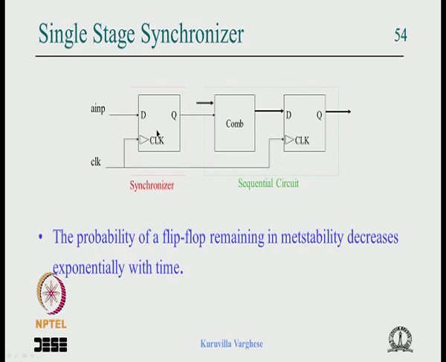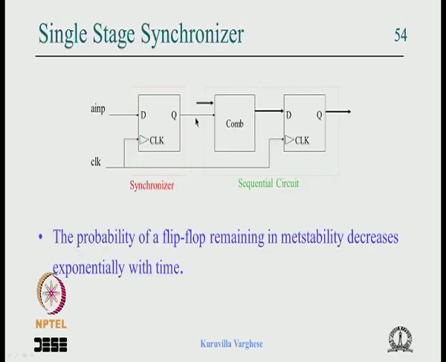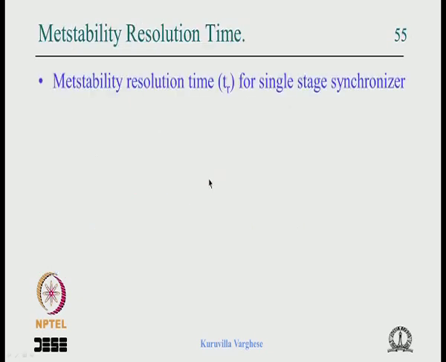So for a single stage synchronizer, the metastability resolution time, that is the time available for the output to resolve to a valid state, is called TR, and it is T clock minus T comb minus T setup. So that is clear, okay. Now this has to be ready: T setup plus T comb is subtracted from the clock period, that is it. Now it will be good if we can increase this, okay.